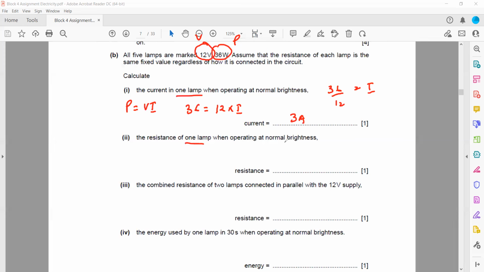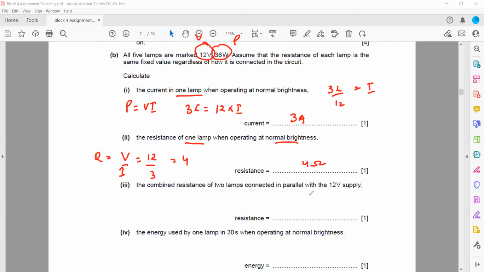The resistance of one lamp. So to get the resistance, we have the formula R equals V divided by I. V is the voltage across each lamp, the voltage of each lamp that is marked, it's 12, and I is the current, 3. So 12 divided by 3 is equal to 4 ohms.